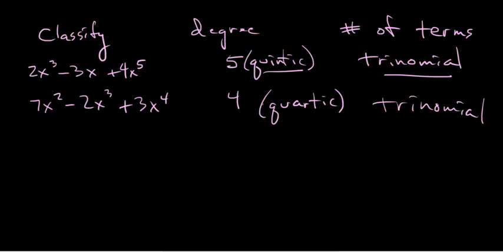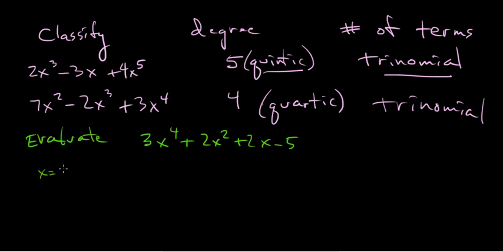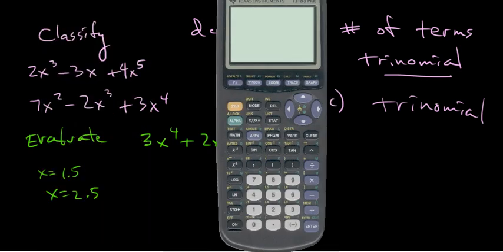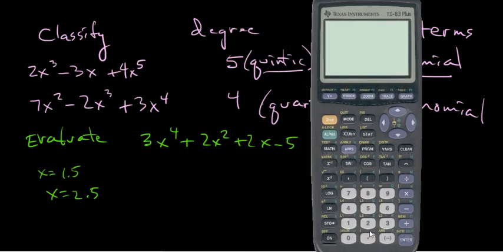Now, let's try evaluating. Evaluate means to plug in a value for x. So evaluate 3x to the fourth plus 2x squared plus 2x minus 5 for, first of all, x equals 1.5, and secondly, x equals 2.5. Now, I'm going to show you a real quick and easy trick on your graphing calculator, which makes this so simple. Okay, here's what you do.